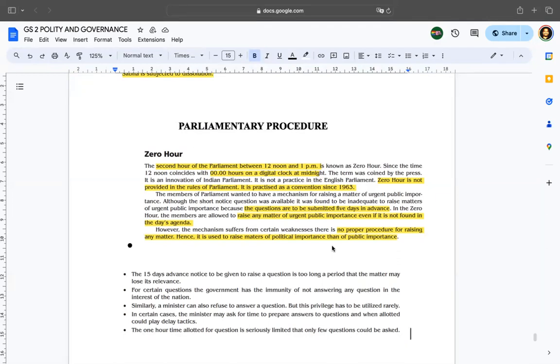So if we talk about the Rajya Sabha chairman, he's the presiding officer, and the Vice President of India exercises this role as the ex officio chairman of the Council of States. And if the Vice President is removed from his post, then the deputy chairman of the Rajya Sabha holds this post.